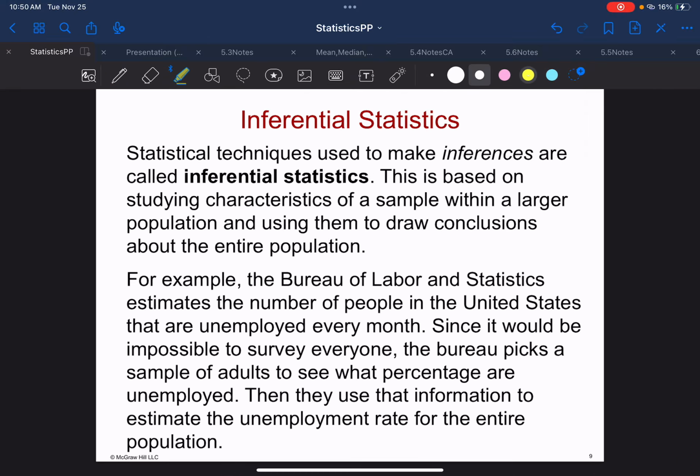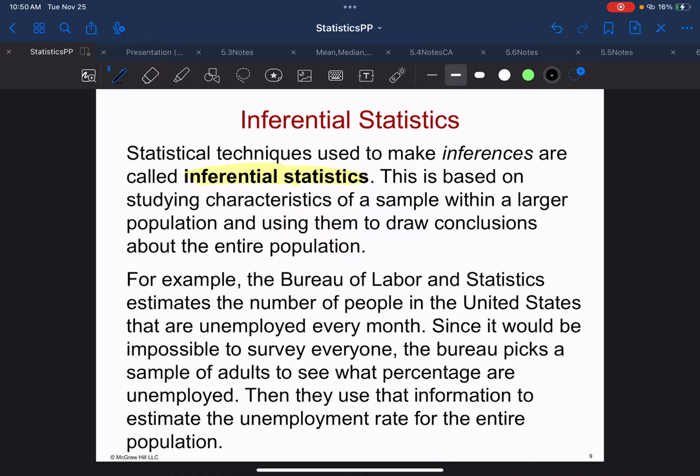But statistical techniques that are used to make inferences are called inferential statistics. This is based on studying characteristics of a sample within a larger population and using them to draw conclusions about the entire population. So you're actually making conclusions about the data that you're collecting.